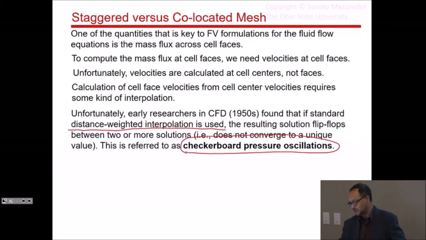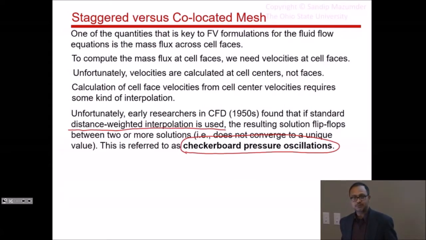This is something you'll see in the literature quite often, that they'll say, okay, to remove checkerboard pressure oscillations, we used artificial fourth-order pressure damping, something like that. Okay, now we will talk about all those things, what those things mean and what people are actually doing. But I'm just telling you chronologically what happened.